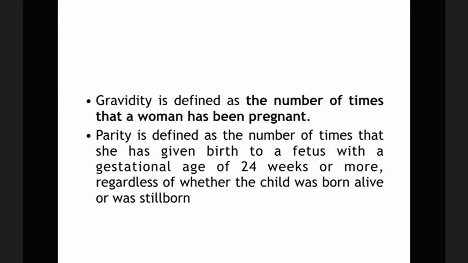the pregnancies that have passed 24 weeks or more, regardless of outcome, whether it is dead or alive. G7 P3 means she has been pregnant 7 times, and she has had 3 pregnancies that have passed 24 weeks. You don't know the outcomes, whether it is a dead baby or a live baby, but the babies have grown beyond 24 weeks.